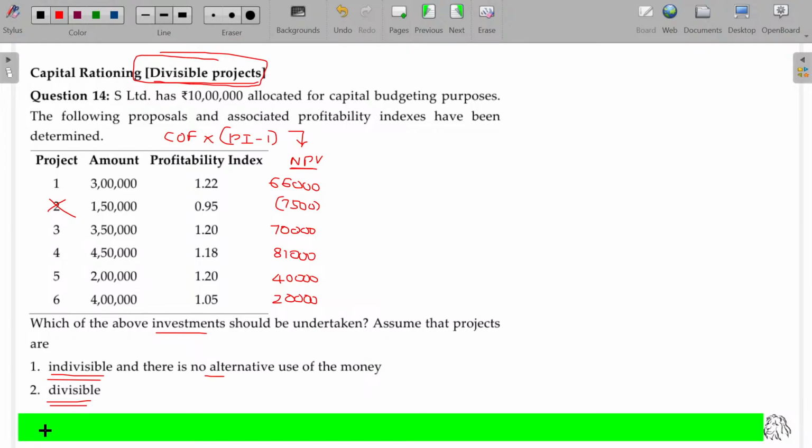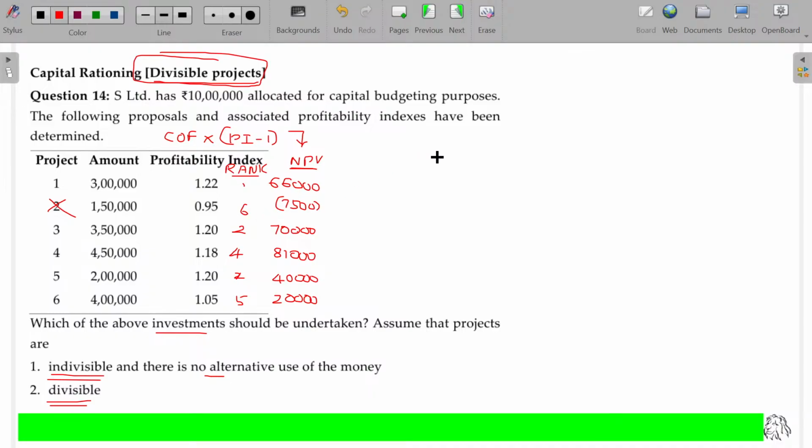In a divisible project, you can simply rank based on the PI. PI rank. Project 1 gets first rank, 3 gets second rank, and 5 also second rank. Then the fourth gets the fourth rank or third rank. If a tie is there, I can number it 2, 2 and this may be 4. Sometimes it may be 2, 2 and this may be 3. That's also a way of ranking. This will be the 5th rank and this will be the last rank.